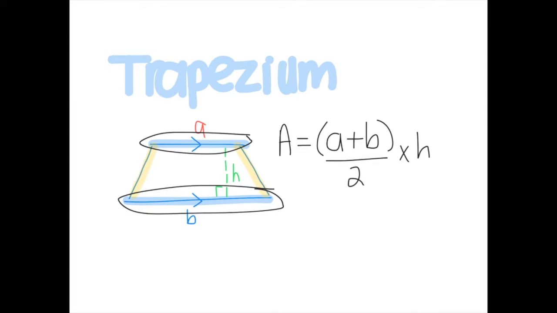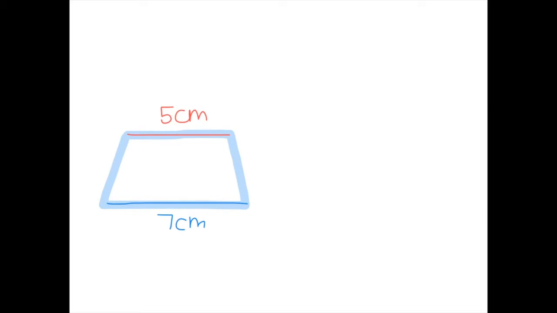Once you understand the idea that these two are not the same, which means that we have to find the average, then this whole part makes a whole lot of sense and you're just timesing that by the height. For an example, I'm going to say that this side here is 5 centimeters, and I'm going to say side B is 7 centimeters, and my perpendicular height I'm going to say is 4 centimeters.